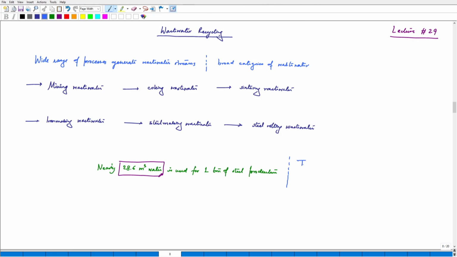So one has to think of treatment so that we can reuse it, or else it can be safely discharged only if we are not intending to reuse it. So that is how we can proceed.